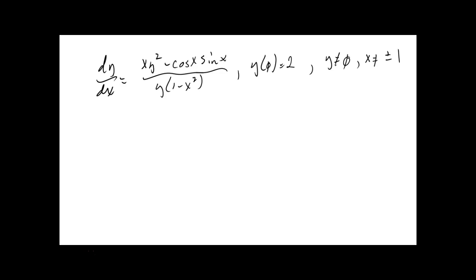Now, let's proceed. You said multiply both sides by y times 1 minus x squared, if I heard you right. Was that right? Okay. And that's going to be a dy. And over here, we're going to have xy squared minus cosine x sine x, and that's going to be times dx. Okay? Is that what you meant? Good deal. What next?